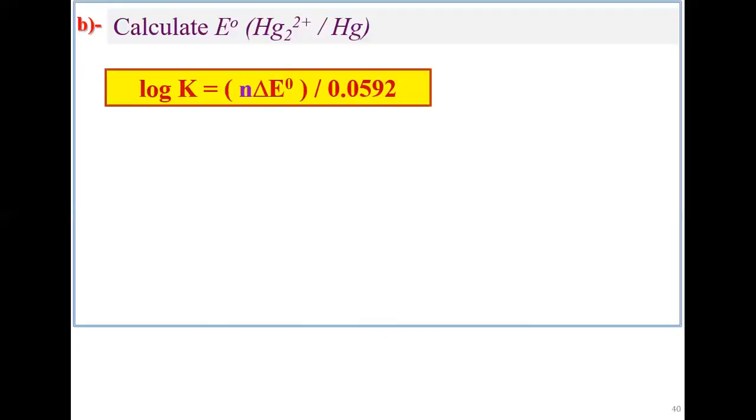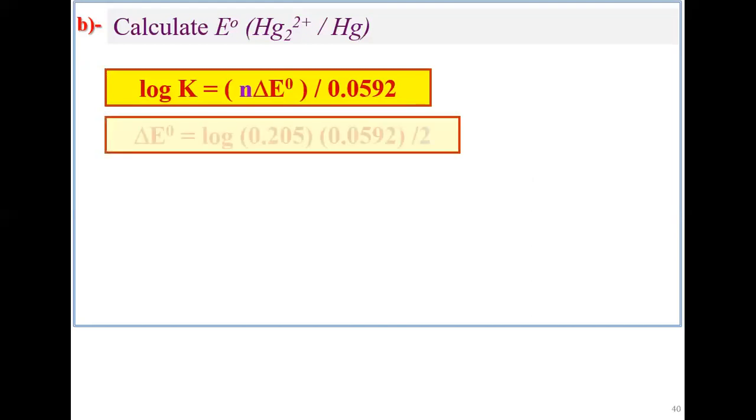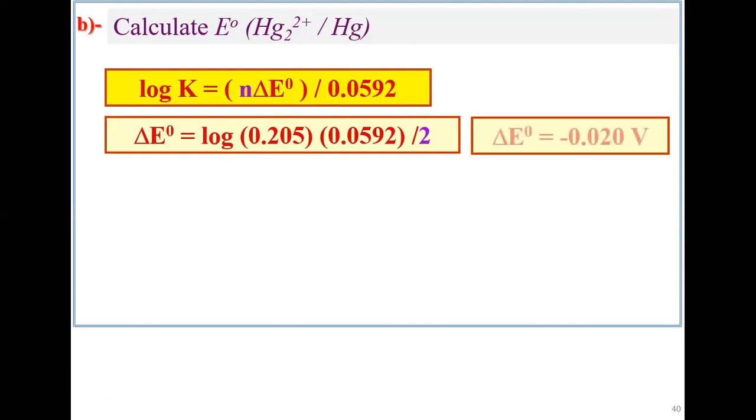Now, next part, once we have the K, we're going to get the delta E naught for the overall reaction. You have the total number of electrons transferred here, which is 2. Get the delta E naught for the overall reaction from the K, solve for it. Once you have the delta E naught, oopsie, wow, the delta E naught is negative. Interesting, the delta E naught is negative, yet the reaction proceeded.